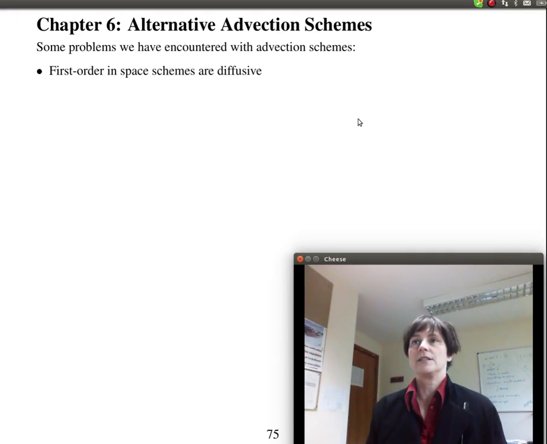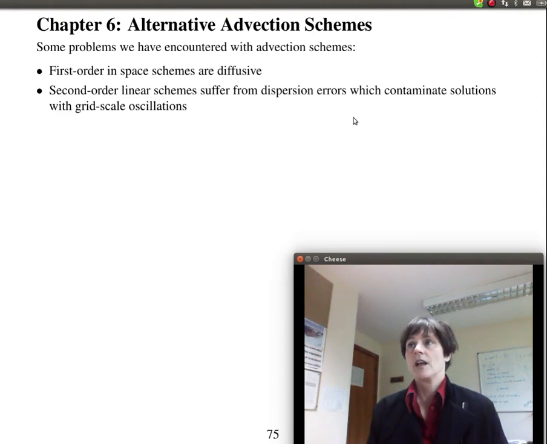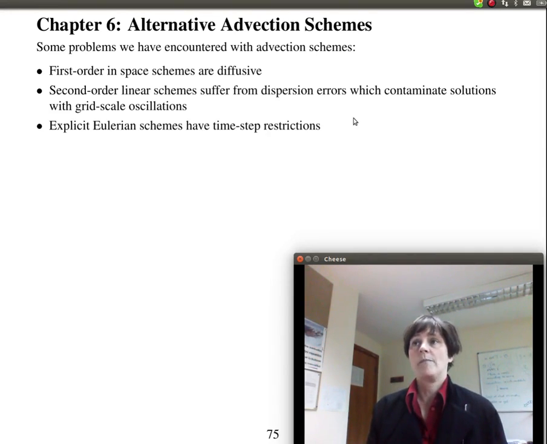Problems we've encountered. First order schemes such as forward in time, backward in space are very diffusive. The second order schemes such as centered in time, centered in space suffer from dispersion errors which contaminate the solution with grid scale oscillations. We looked at explicit schemes have time step restrictions which can make simulations expensive if you have to run with a small time step. For example, if you have high wind speed or high resolution.